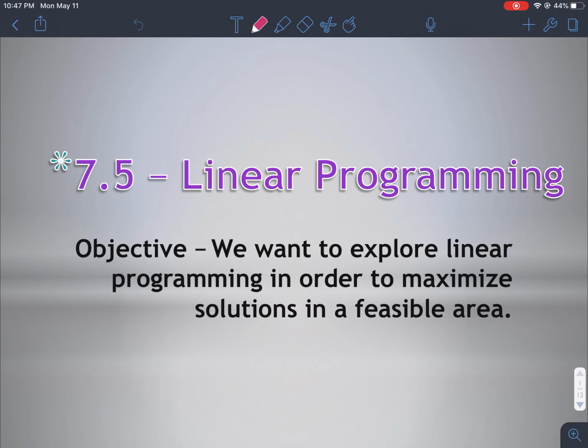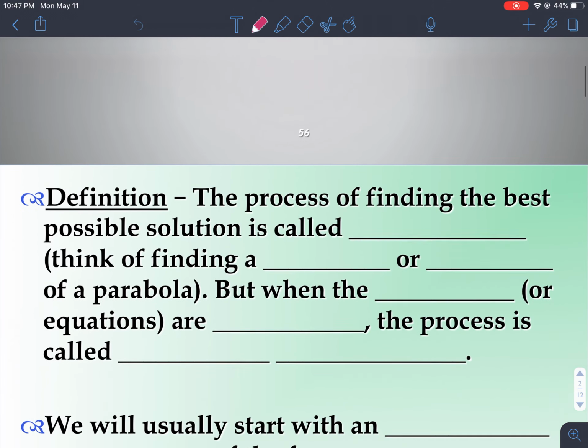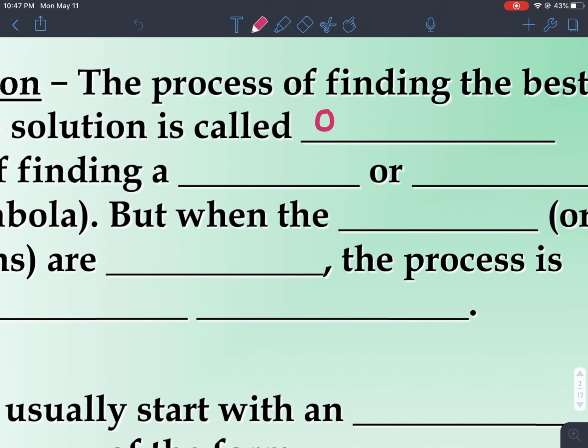This is PreCalculus Unit 7.5 Math Analysis, which is going to be linear programming. We've talked about matrices, and now we're going to talk about linear programming in order to maximize solutions in a feasible area. First, a definition. The process of finding the best possible solution is called optimization.